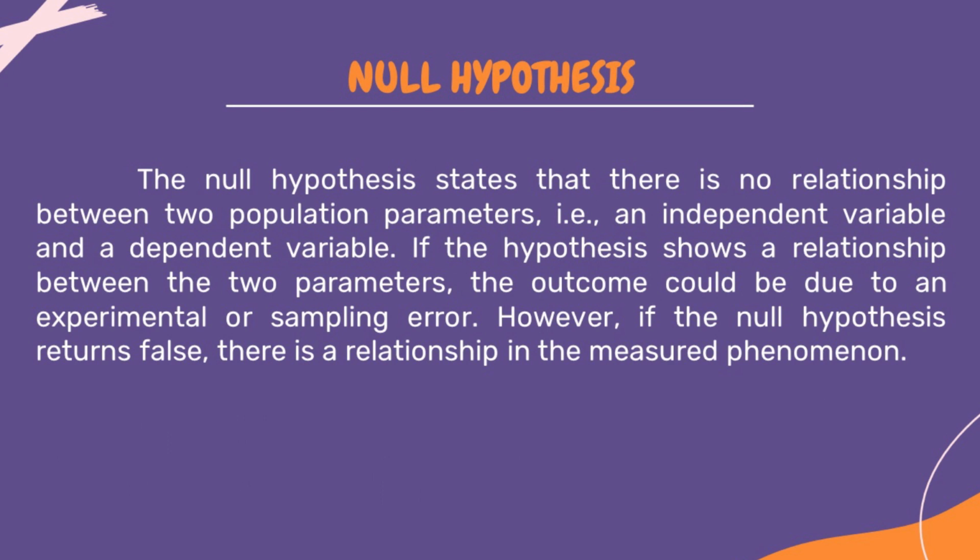Null hypothesis. The null hypothesis states that there is no relationship between two population parameters, that is, an independent variable and a dependent variable. If the hypothesis shows a relationship between the two parameters, the outcome could be due to an experimental or sampling error. However, if the null hypothesis returns false, there is a relationship in the measured phenomenon.